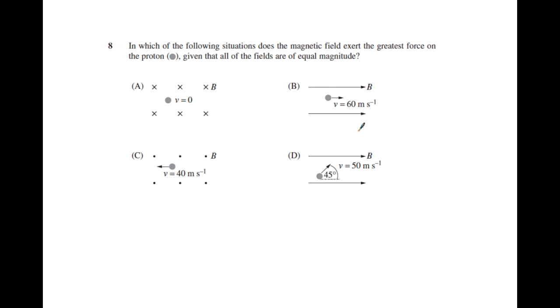Question number 8. In which of the following situations does the magnetic field exert the greatest force on the proton, given that all the fields are of equal magnitude? Pause now. Okay, so going through the question, what formula do you know that is talking about the force on a charged particle? Well, that is F is equal to QVB sine theta, where again the sine theta is the angle between the particle's velocity and the field lines.